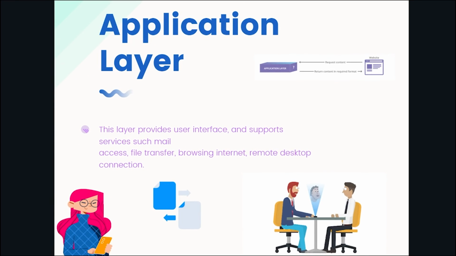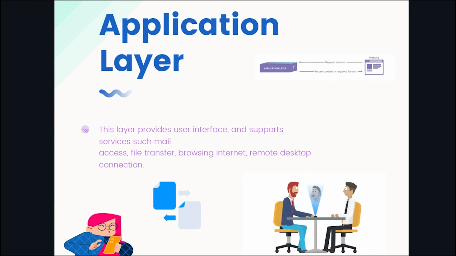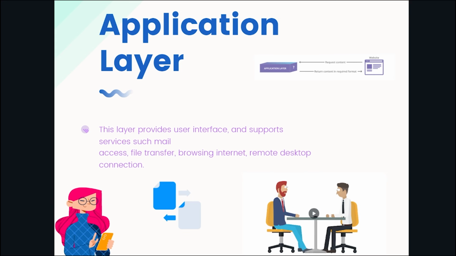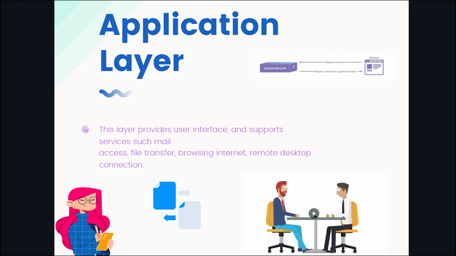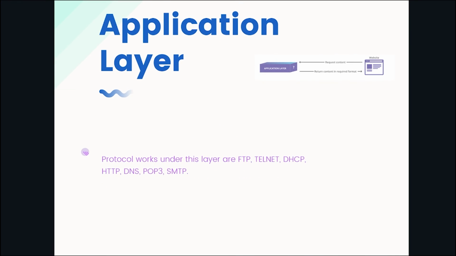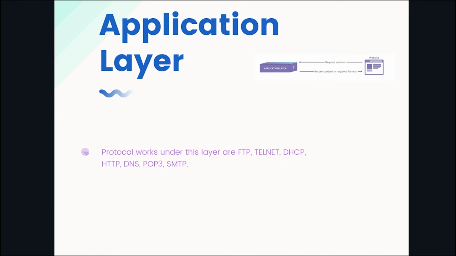Application layer is the last layer of the OSI model. This layer is the only layer where the user can directly interact with the data. This layer provides user interface and support services such as mail access, file transfer, browsing the internet, and remote desktop connection. Protocols that work under this layer are FTP, Telnet, DHCP, HTTP, DNS, POP3, and SMTP.